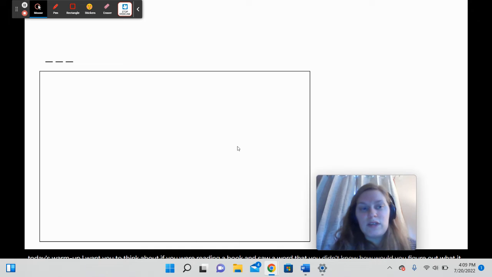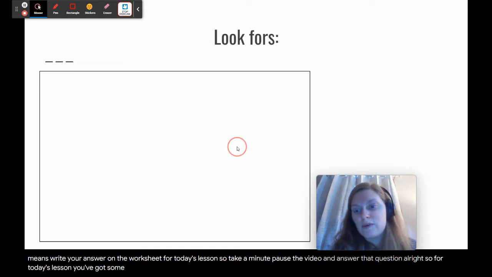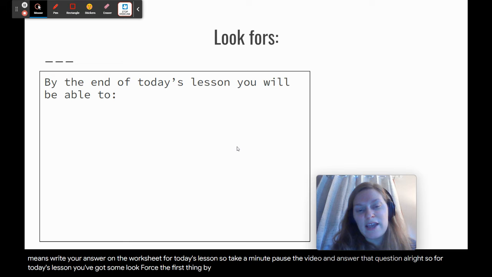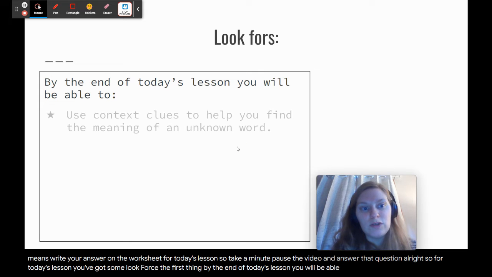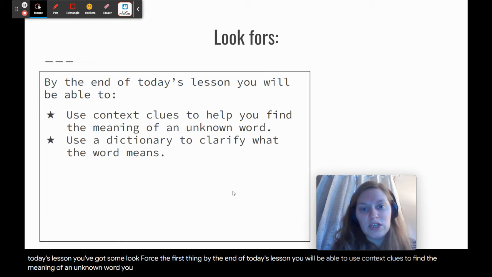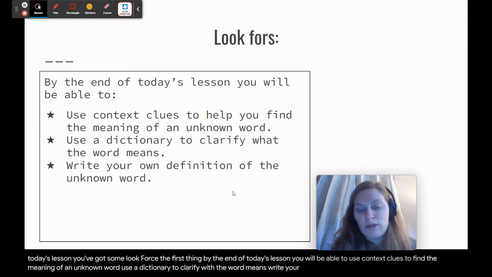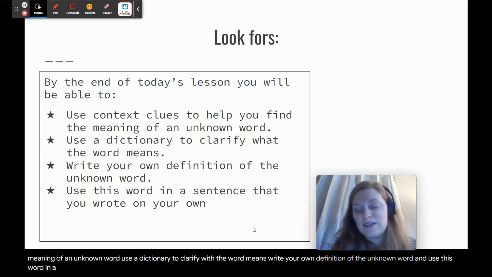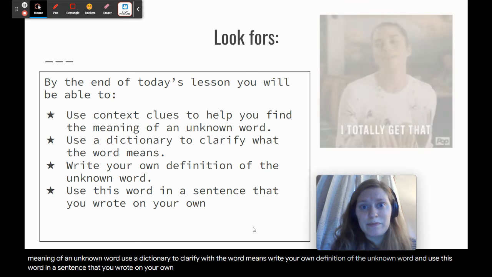All right, so for today's lesson, you've got some look-fors. By the end of today's lesson, you will be able to use context clues to find the meaning of an unknown word, use a dictionary to clarify what the word means, write your own definition of the unknown word, and use this word in a sentence that you wrote on your own.